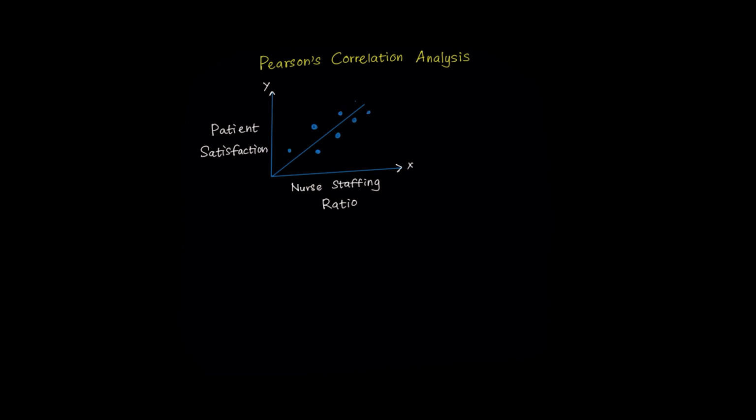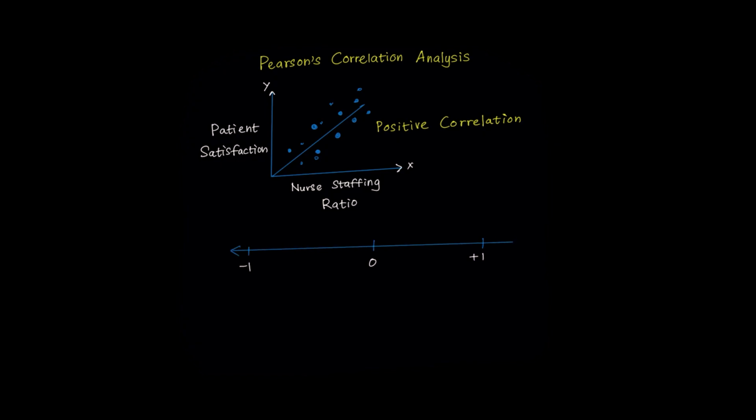Think of correlation as measuring how two things move together. Do they go up and down in sync? Do they move in opposite directions, or do they not seem related at all? Pearson's correlation gives you a single number between -1 and +1 that tells you the answer.